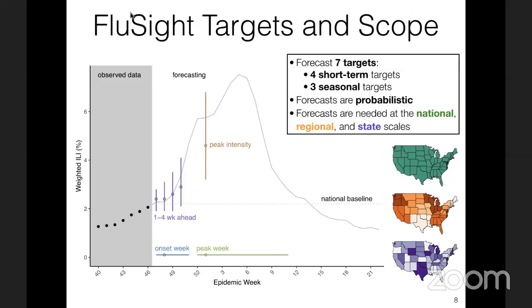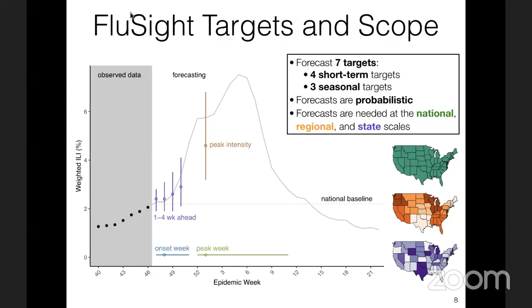What I really like about that conceptualization of this problem is it makes it so clear that probabilistic forecasting is at its core a scarce resource allocation problem, right? If I want to assign more probability to a given week, I necessarily have to take probability away from other weeks. And then the last piece of this is forecasts are needed at the national, regional, and state scales.